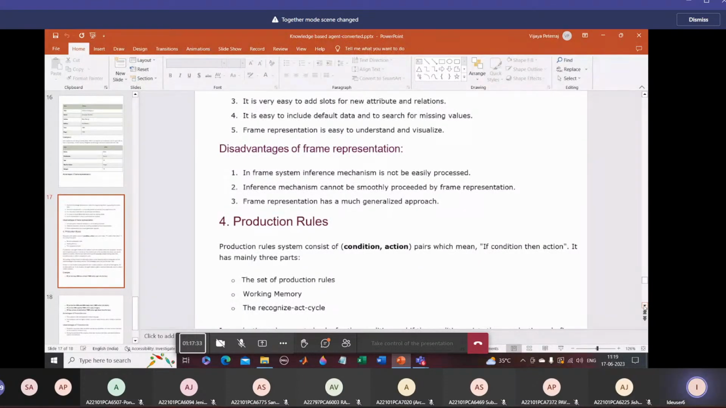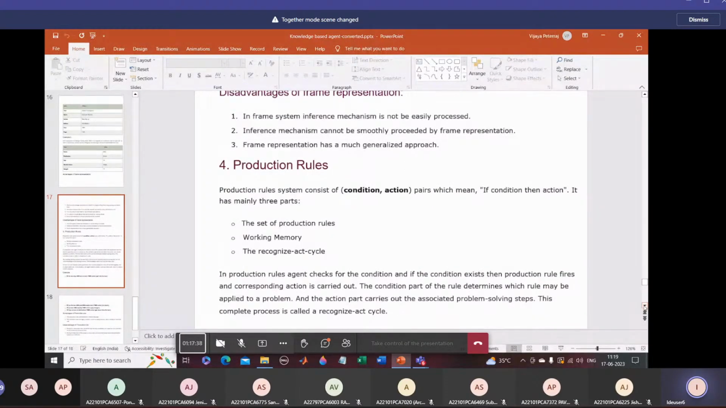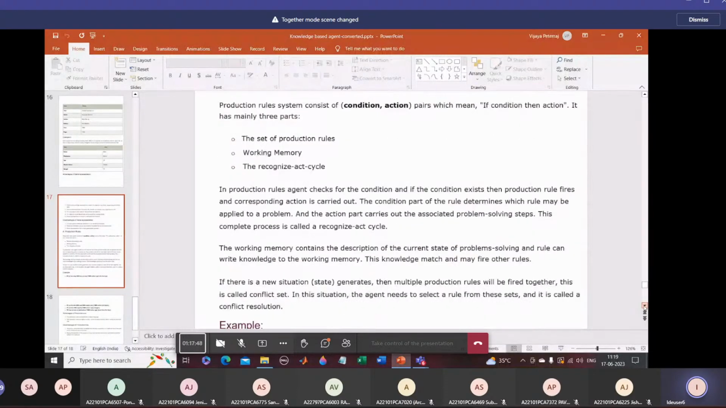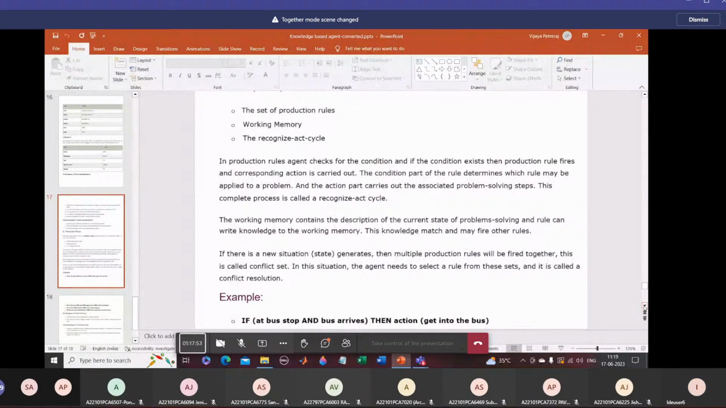Okay. And the last one, I think, is production rules, consisting of a condition and an action. It's given as a value pair, okay? If condition, then action. Three parts are there: the set of production rules, working memory, and the act cycle. The production rule agent checks for the condition. If the condition exists, then the production rule fires, and the corresponding action will be carried out.